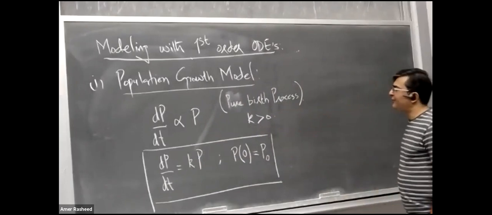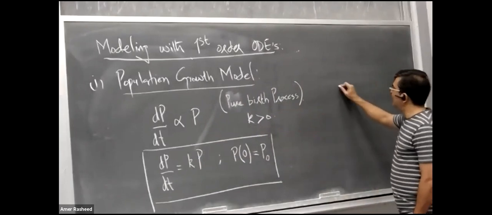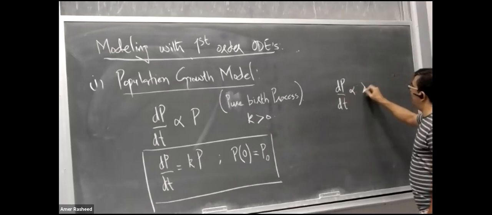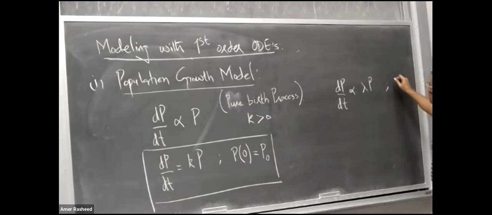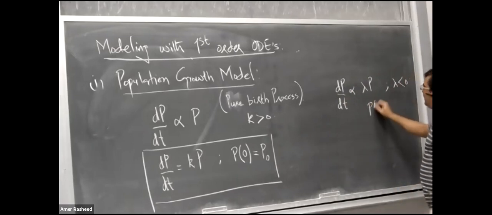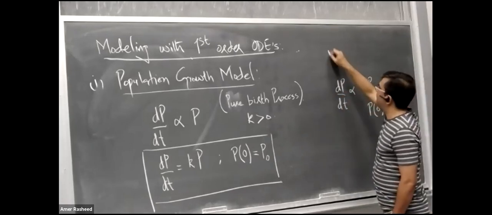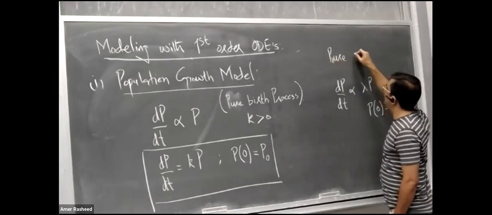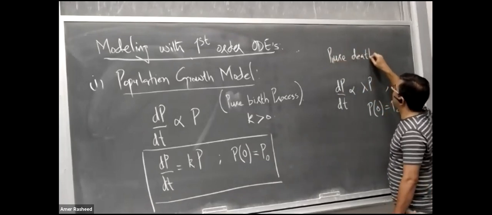Okay, if we say that dP over dt is proportional to some lambda times P, where lambda is less than 0, where the population at time 0 is P naught, then this is what? It is a pure death process.